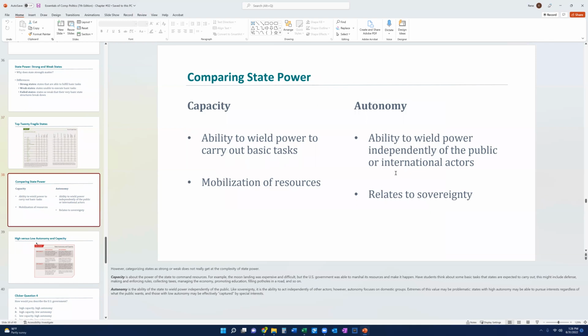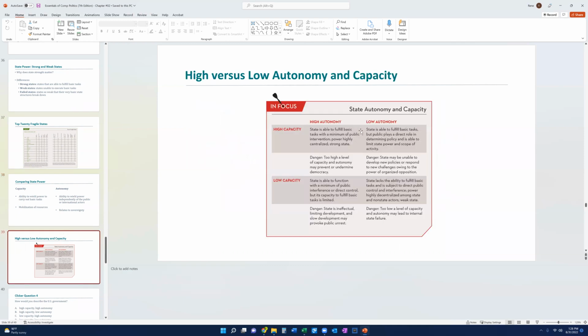Another way we can compare state power is the state's capacity and the state's autonomy. The state's capacity refers to the state's ability to wield power to carry out basic tasks. State autonomy, on the other hand, is the ability to wield power independently of public or international actors. It's very closely related to the concept of sovereignty. And here you see a chart of the mixes and matches between high autonomy and high capacity, low autonomy, low capacity, and so on.